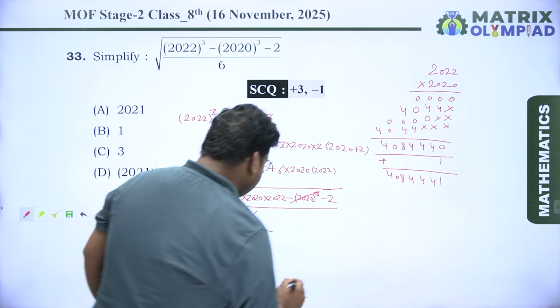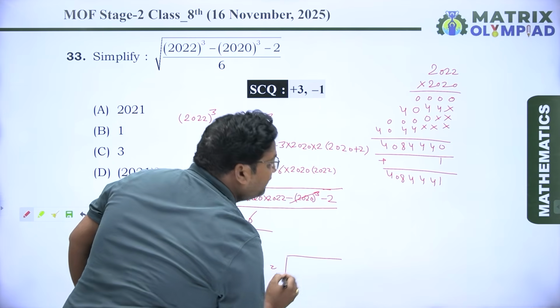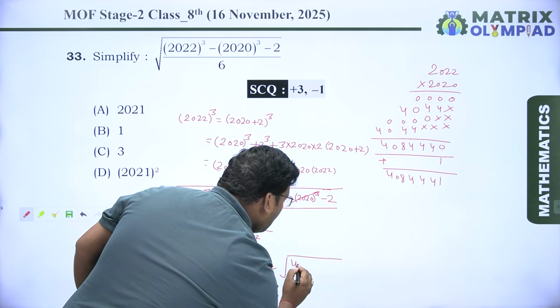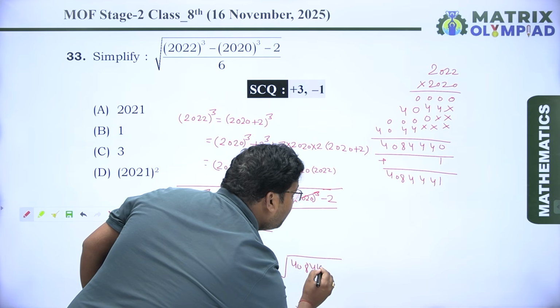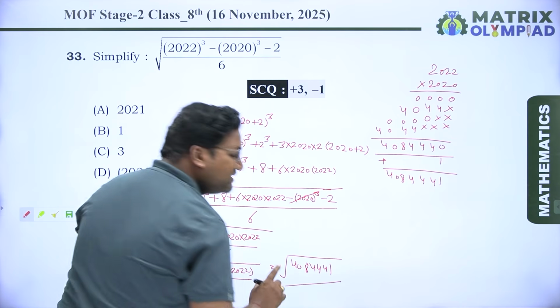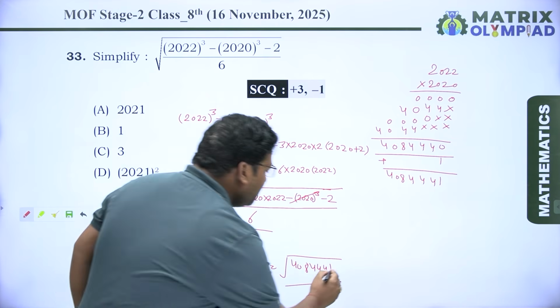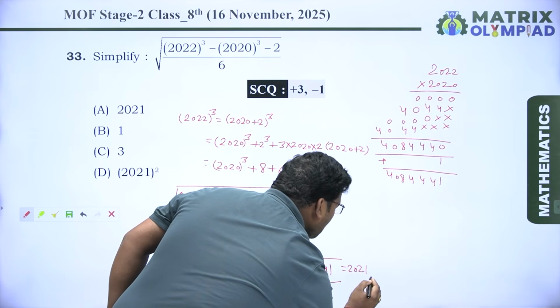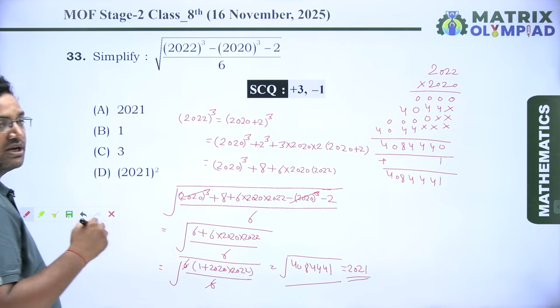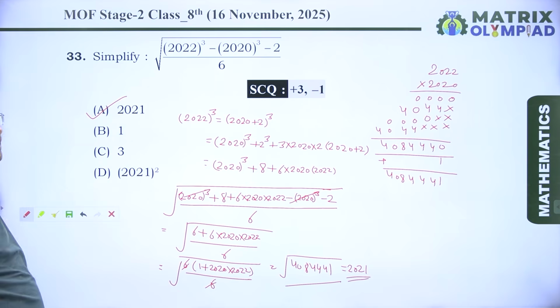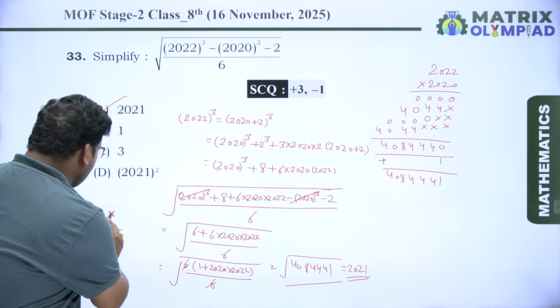So this number is the square root of 4084441, which is the square of 2021. So our answer is 2021, which is in option A. So option A is the right answer. Now coming to the next question.